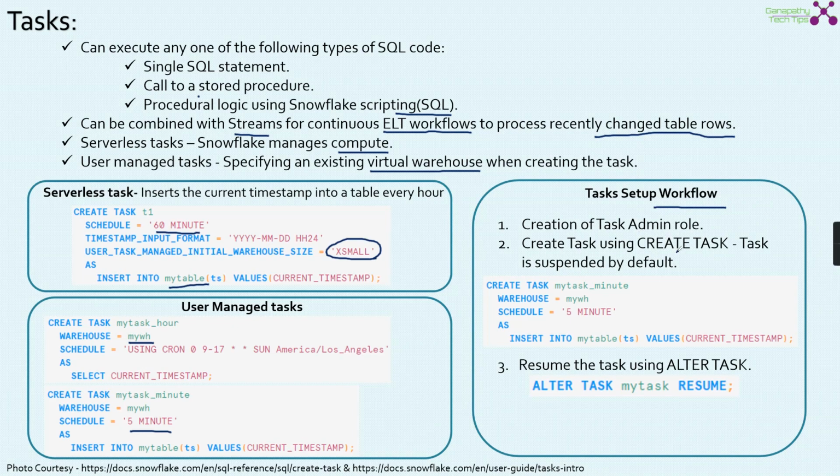Then we will be creating the task using the create task statement. By default, the task which is created is suspended. So the initial suspension is an important point to remember. Here we are creating my_task_minute, which is using my_wh, which is a user managed task that is going to run every 5 minutes. As usual, it is going to insert the current timestamp at that time into the table my_table. Then we need to fire the resume command, because this task is created in the suspended mode. We need to use alter task followed by the task name and then the resume command to resume this specific task.